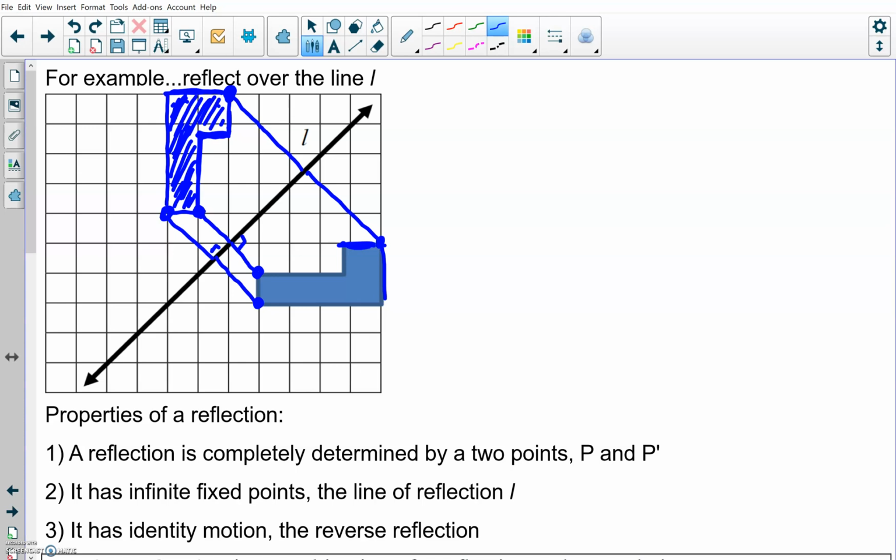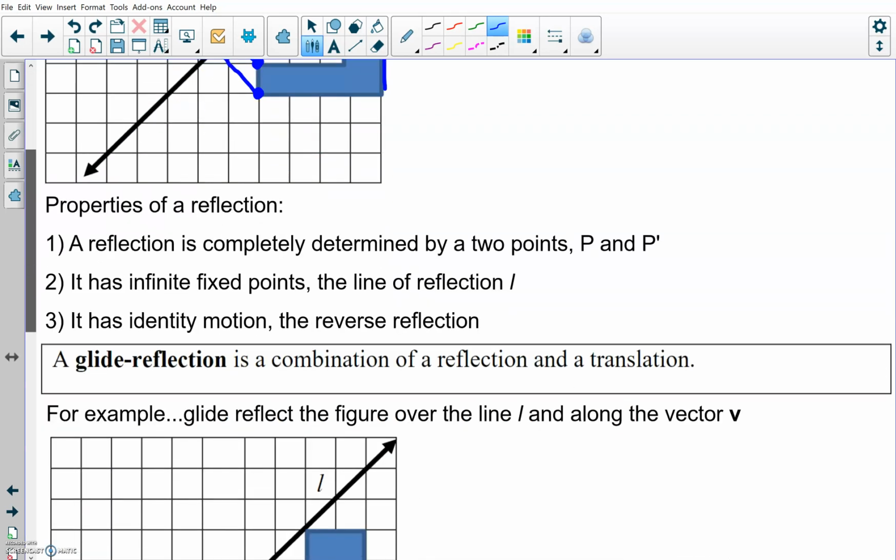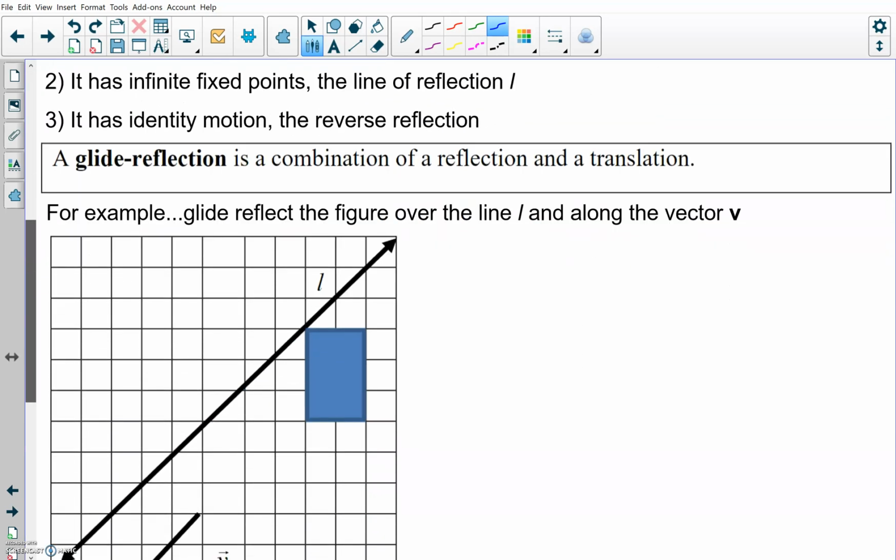The identity motion is just a reverse reflection. So if I was up here in this thing that I drew and then reflected it back, I'd get back to where I started. That's about it for reflections.